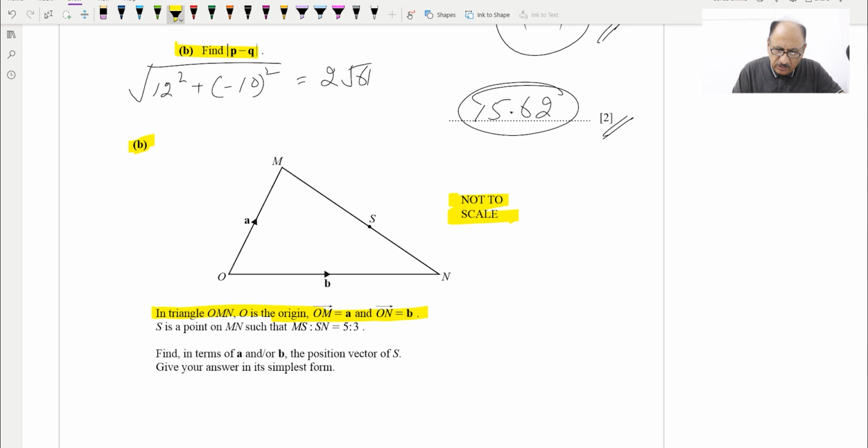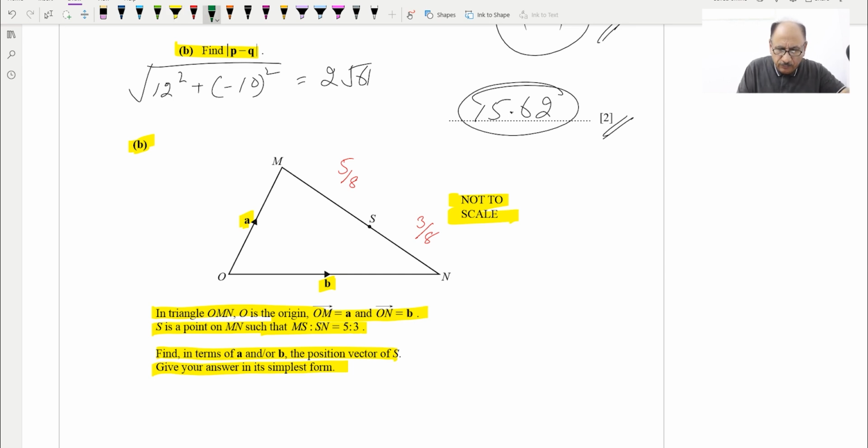Now for the B part, a diagram is given which is not to scale, in triangle OMN. O is the origin, OM is equal to A, and ON is equal to B. Next, S is the point on MN such that MS to SN is 5:3. It means this side is 5, this side is 3, and MN is divided into 8 portions, so 5 by 8 and 3 by 8. Now they are saying find, in terms of A and B, the position vector of S. Give your answer in its simplest form.